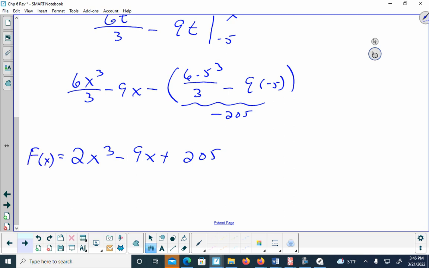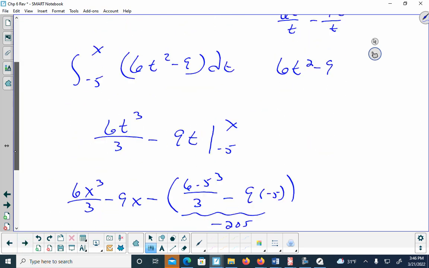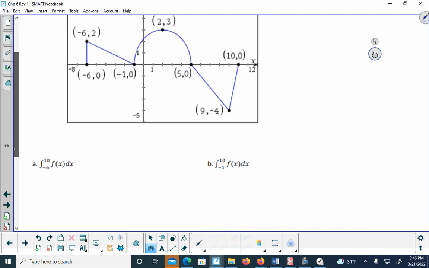the accumulation function. So it's capital F. And that's all I have to say. Moving on to the next one. So this one I want you to find the following. So I can go this one from negative 6 to 10.